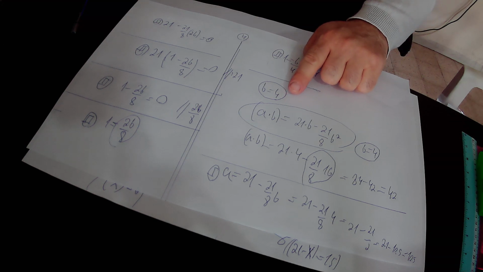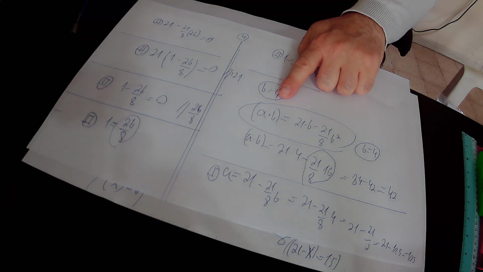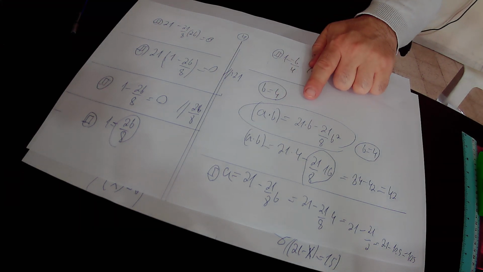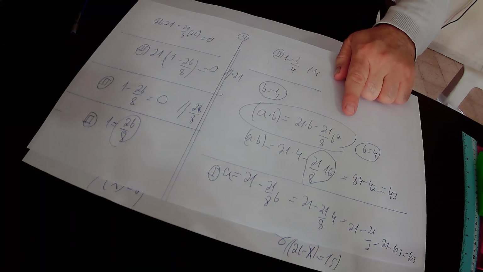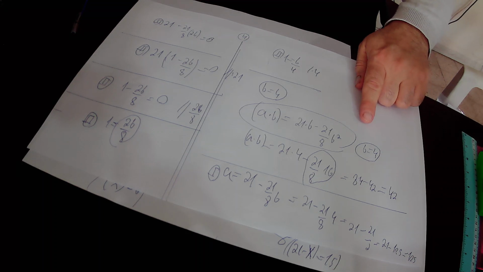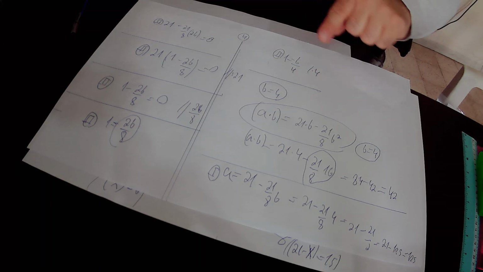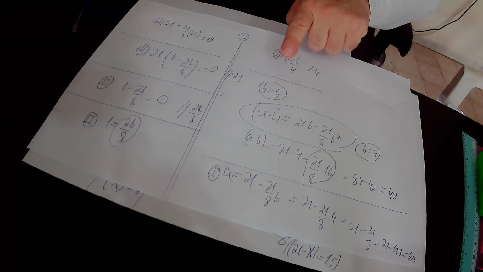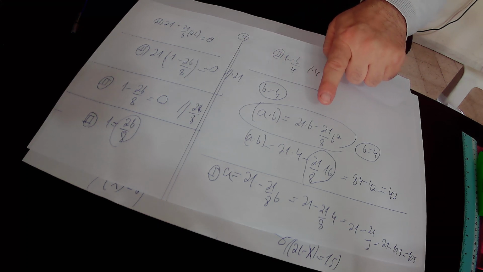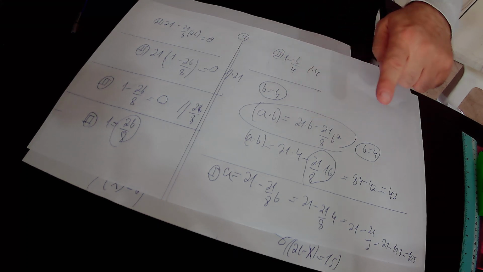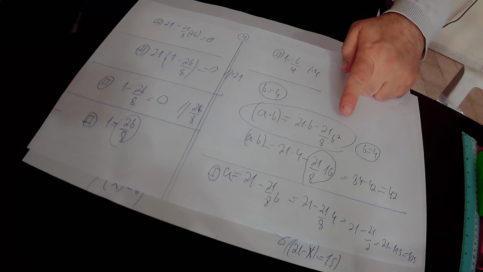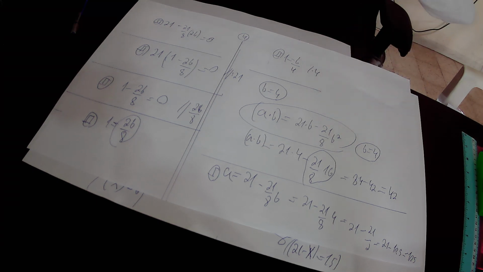Again, the function area, A times B is the area of rectangle PQST, and it is equal to 21 times b minus 21 over 8 times b squared. We just have to substitute b by 4. We did it and found out that A times B equals 21 times 4 minus 21 over 8 times b squared. B is 4, therefore b squared is 4 squared, that is 16.